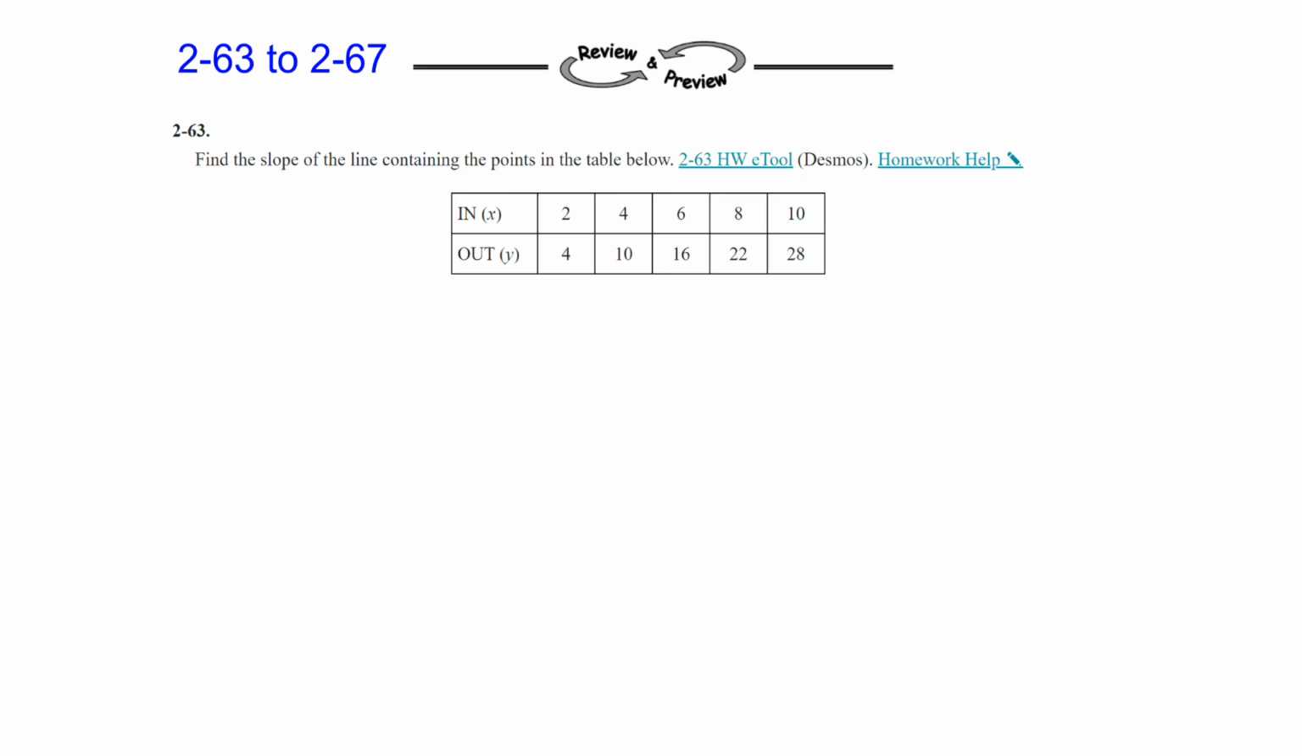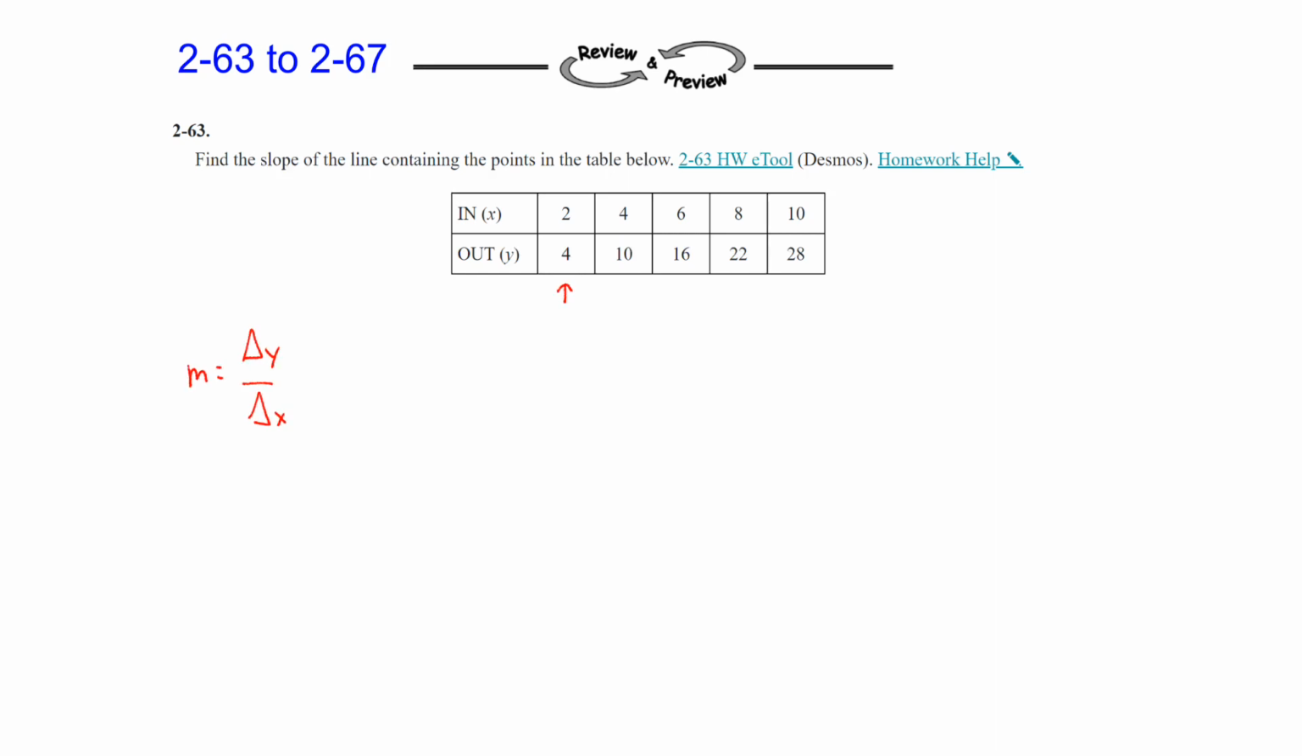Question 63, find the slope of the line containing the points in the table. So if we want to find the slope, we want to find the change of y over the change of x. Since we have multiple points, you can pick any two that you want to be able to find the change of y, the change of x.